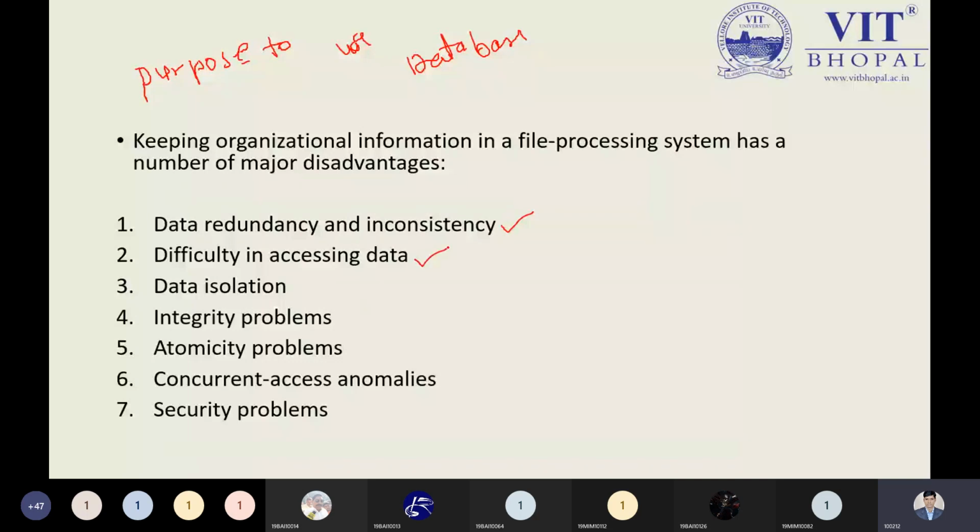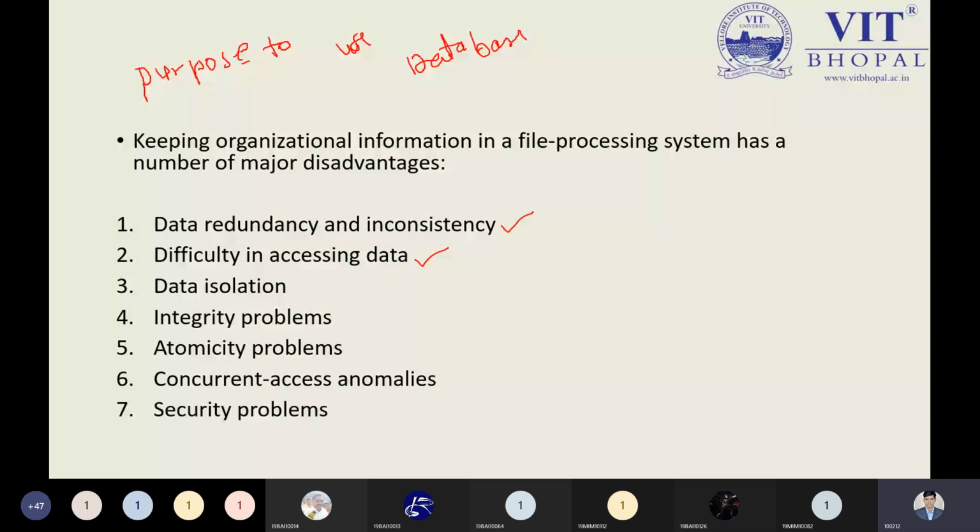Now, difficulty in accessing data: of course, in the file system we are not able to access data directly. But in a database, we can access the data directly by putting in the appropriate syntax or command. So database accessibility is faster than file system accessibility, of course. This is the biggest advantage we can say. Any doubt in this point, difficulty in accessing data? Now, is it clear to all?